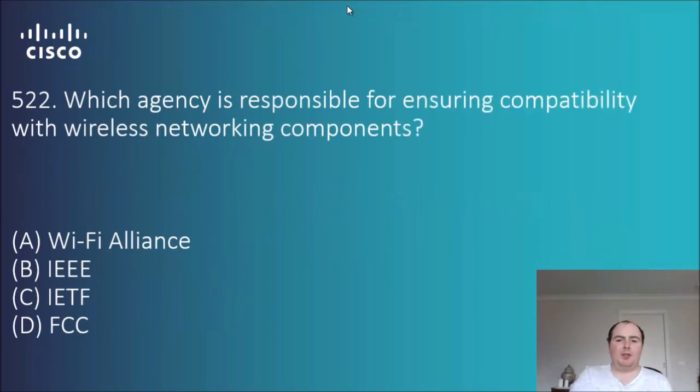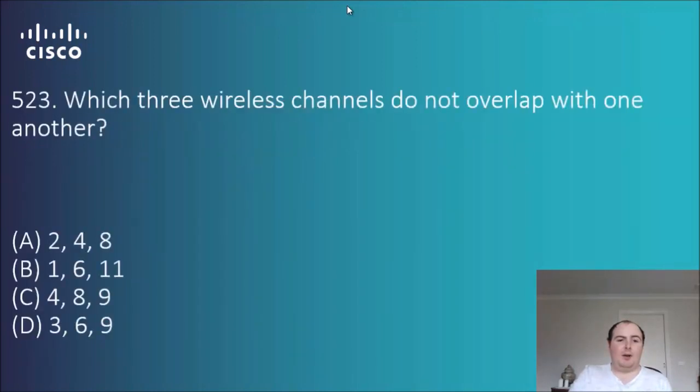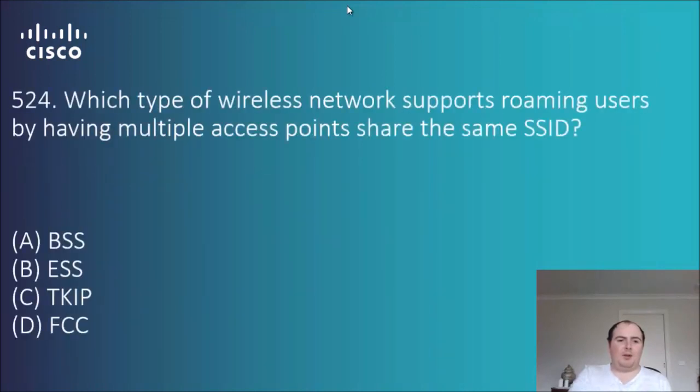5.22, which agency is responsible for ensuring compatibility with wireless networking components? We've got Wi-Fi Alliance, IEEE, IETF, and the FCC. And A is the answer. Wi-Fi Alliance, they look after that. 5.23, which three wireless channels do not overlap with one another? We've got 2, 4, 8, 1, 6, 11, 4, 8, 9, 3, 6, 9. I've written this answer a few times in the ones we've done just recently. The answer is B, 1, 6, 11 do not overlap.